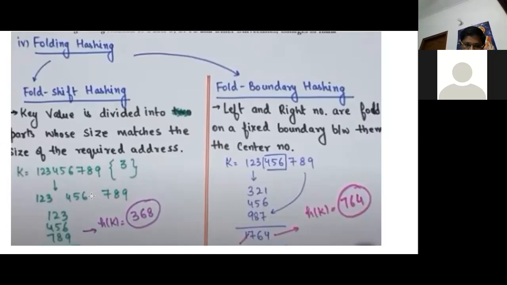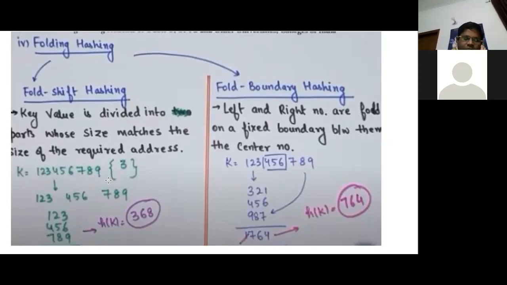After dividing it into 3 parts on the basis of the size, what you have to do next is add all these 3 numbers, that is 123, 456 and 789. After adding these 3 numbers, what are you getting? You are getting 1368. But since the size is 3, you have to discard the leftmost digit. The leftmost digit is 1.